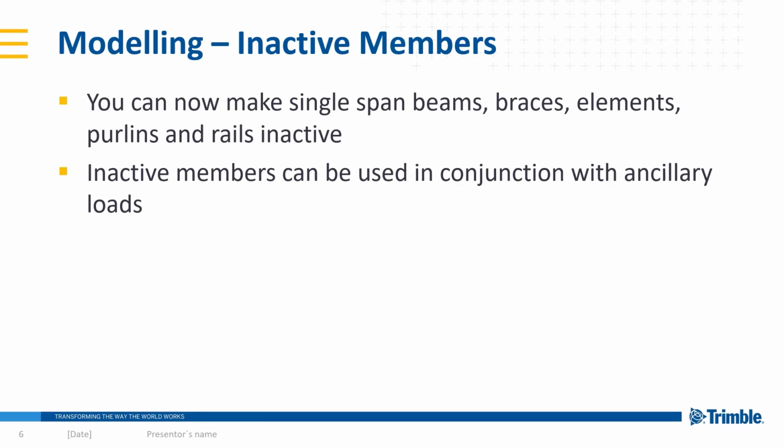So another one of the new features that were released as part of the 2020 Service Pack 5 update is the option to now model inactive members. In previous versions of the program, you always had the option to make analysis elements or elements inactive. As part of this update, you can now make single spanning beams, braces, purlins and rails inactive as well. The benefit of this will allow you to have loads decomposing onto members without those members being active within the analysis. Also, inactive members can be used in conjunction with ancillary loads.